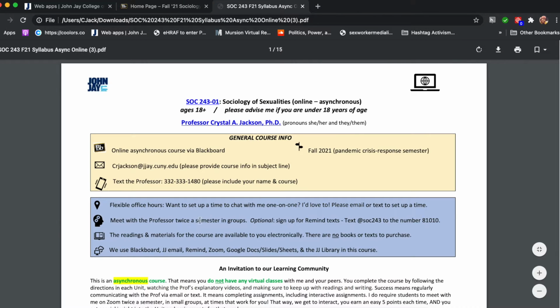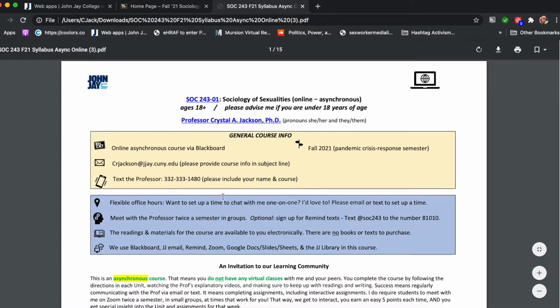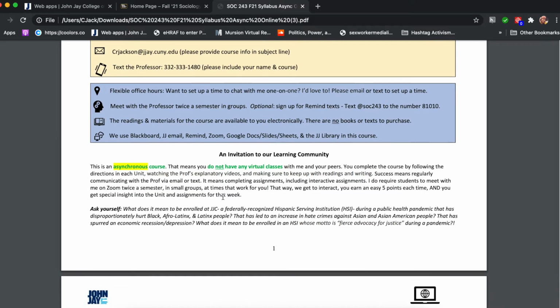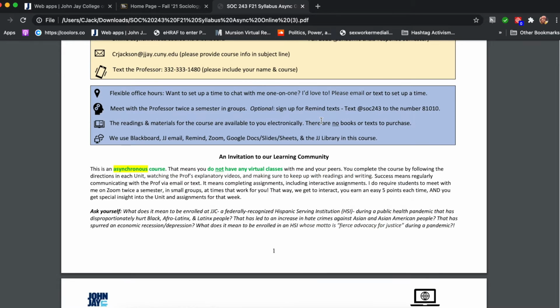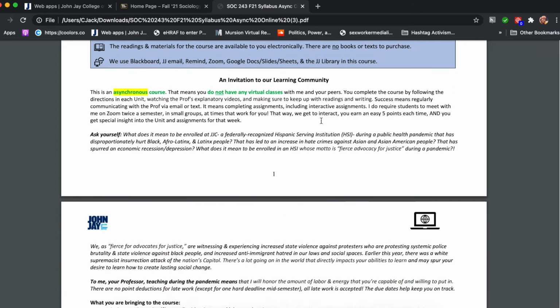it has the general information here on how to get in touch with me, general information about the course. I do encourage you to sign up for Remind text. It's not required, but the Remind app, I send reminders about once a week for what's expected for the week.